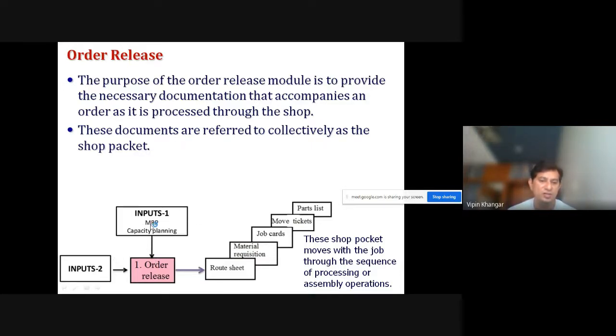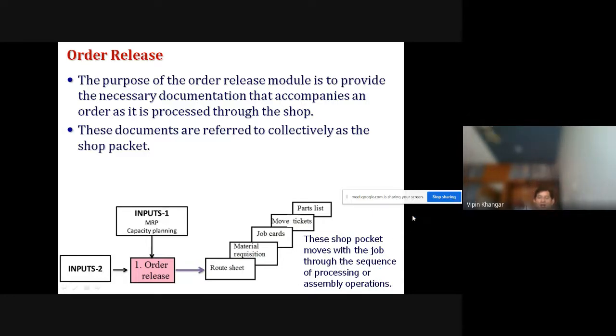You see here, this is input MRP capacity planning. Once we get the order release, this is the output of the MRP, and then we have the route sheet, material requisition to purchase, then creating job cards, move tickets, part list. So these job packets move with the job through the sequence of processing or assembly.